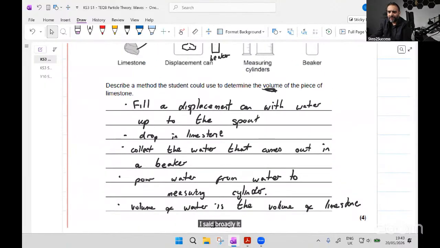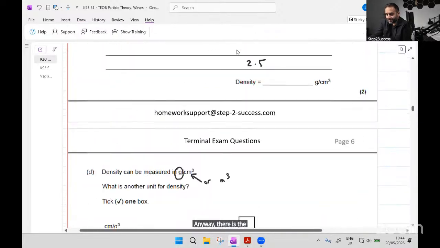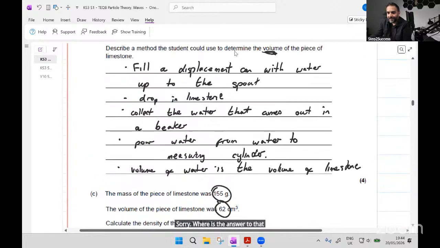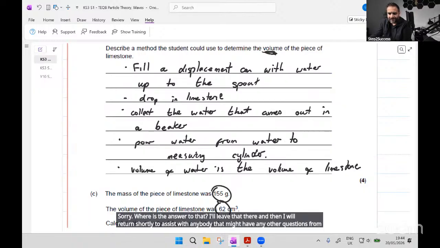Somebody else was asking 1I. I don't know who was asking it. 1I from booklet 2. Anyway, there is the answer to that. I'll leave that there and then I will return shortly to assist with anybody that might have any other questions from GCSE stuff.